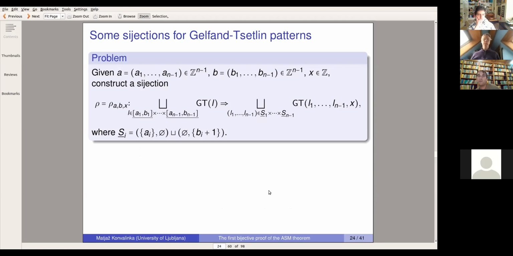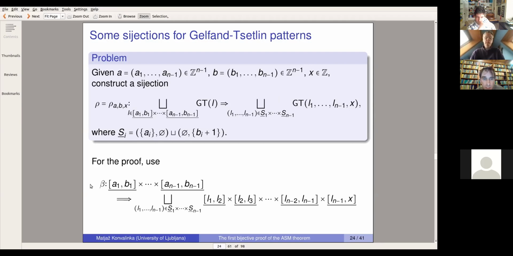Okay, and once you have all this, so this is not the only one that we construct, but once you have all these sijections for signed boxes, you can move on to sijections for GT patterns. So you see you're kind of building up more complicated structures. So similar conditions here, right? You have two sequences of n-1 integers. You define this S_i as a signed set with a positive and a negative integer. And then you have this sijection.